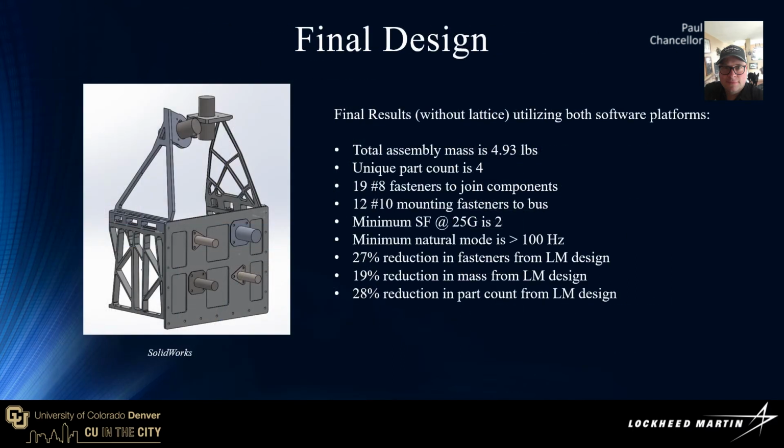The iterative optimization process continued until model revision number 11, which brought the final design you see here. This model has been tested and lightweighted simultaneously in SolidWorks and Topology. We were able to achieve the goals you see on the screen here. The total assembly mass is now down to 4.93 pounds with a unique part count of just 4 pieces. We were able to reduce the fastener count to join all the components to just 19 fasteners. This brings the achievements of 27% reduction in fastener count, 19% reduction in mass, and 28% reduction in the part count, all from Lockheed's current design.